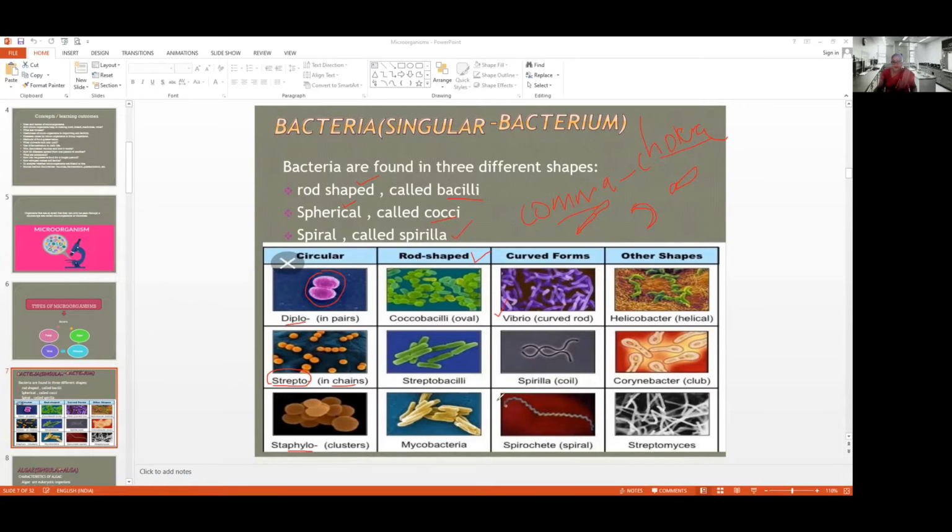Next, Spirilla, that is a spiral shaped bacteria. Next, spirochete, that is also a spiral shaped bacteria. Other shapes of bacteria: helical shape is Helicobacter, club shape is Corynebacter, and then Streptomyces. This is not a shape, it grows like mildly cottony growth. Once more I'll read only the names of the bacteria which are difficult for you: Streptococcus, Staphylococcus, Streptobacilli, Mycobacteria, Coccobacilli, Vibrio, Spirilla, Spirochete, Helicobacter, Corynebacter, Streptomyces. So these are all the different shapes of the bacteria.